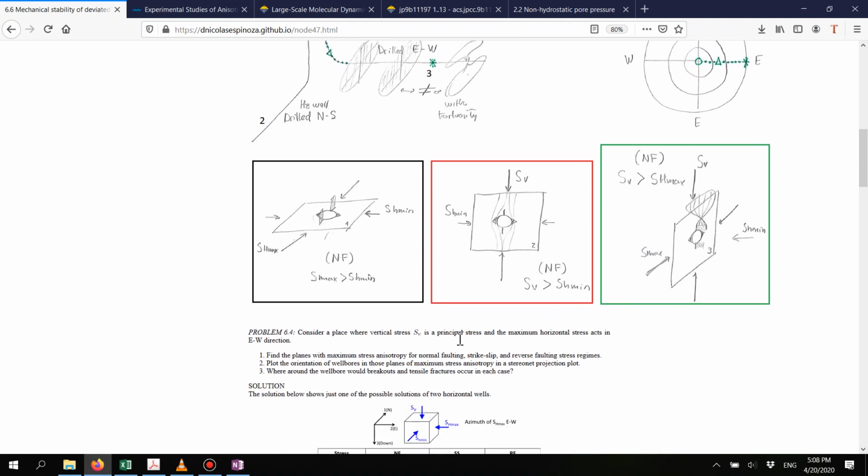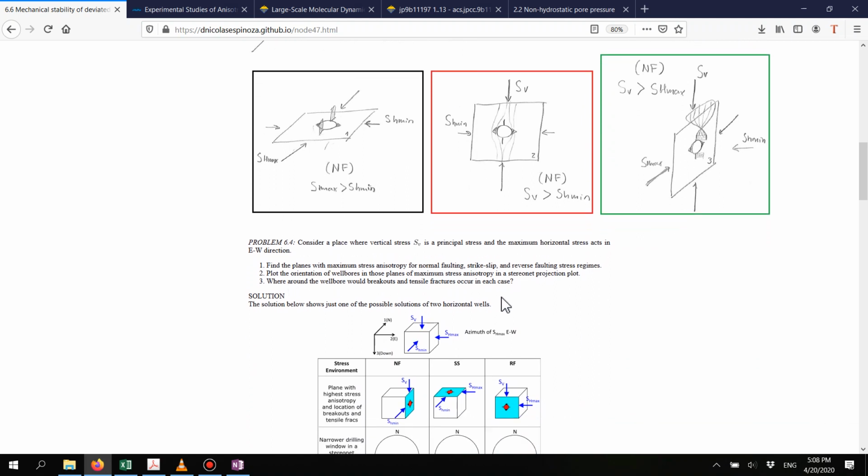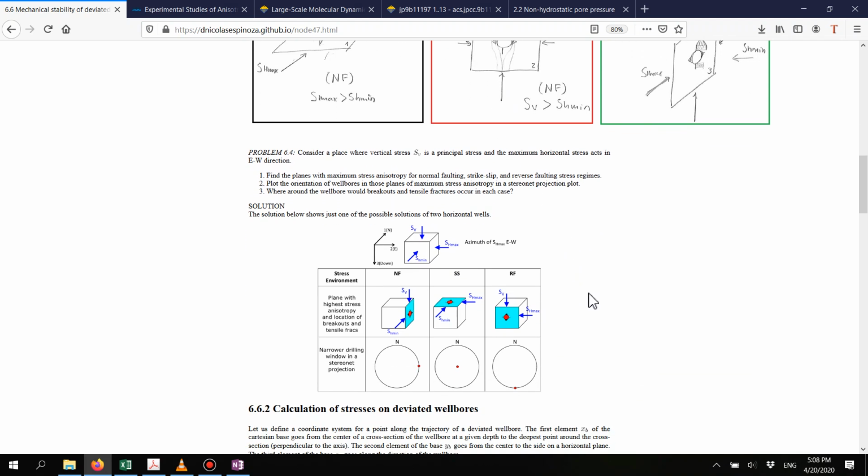And here you have one example, problem 6-4, that I'll let you work on your own at home. It's similar to what we have seen before.